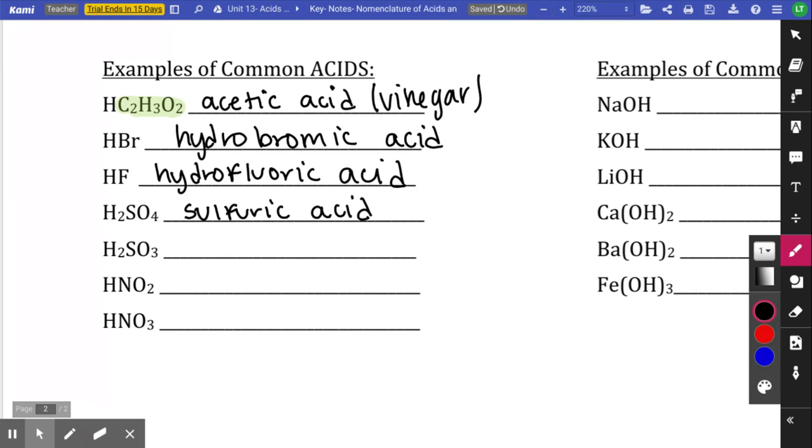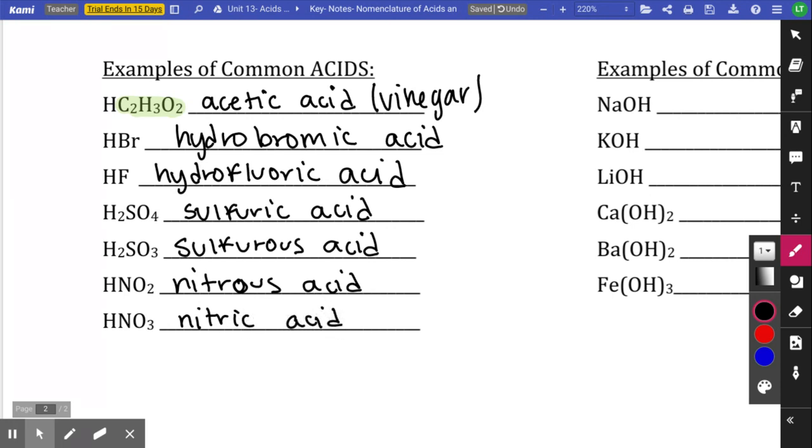And then H2SO3 is sulfite. So this one is ite becomes ous. So this one is sulfurous acid. Almost forgot acid there. Then we have HNO2. NO2 is nitrite. So this is nitrous because ite becomes ous. Nitrous acid. And then finally, last but not least, we have HNO3, which is NO3, nitrate. Ate becomes ic. So this is nitric acid.